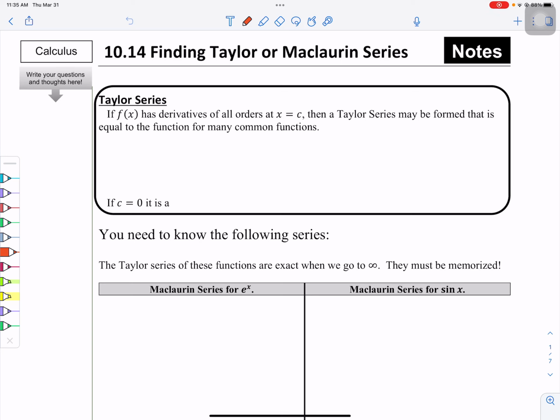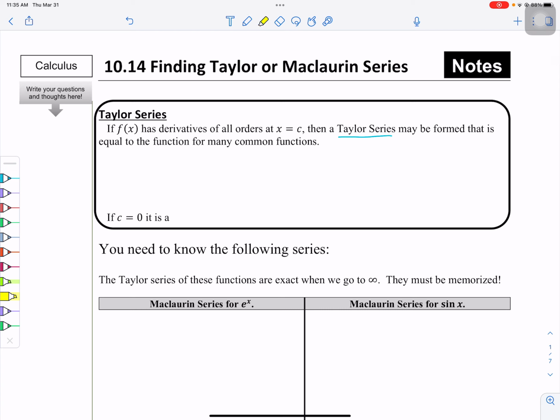This is topic 10.14, finding Taylor or Maclaurin series. This is a really important topic because there is going to be some memorization. So let's go ahead and jump right in. If f of x has derivatives of all orders at x equal to c, then a Taylor series may be formed that is equal to the function for many common functions. That is very powerful.